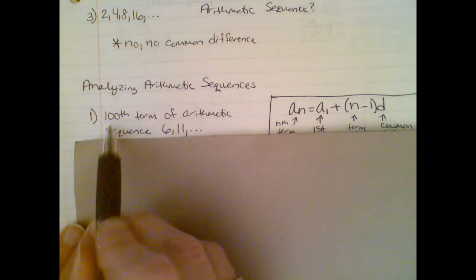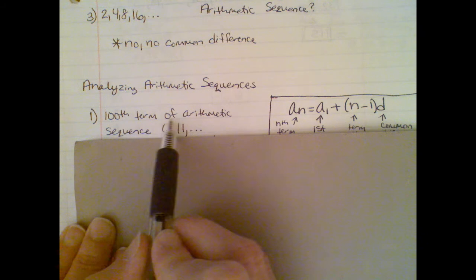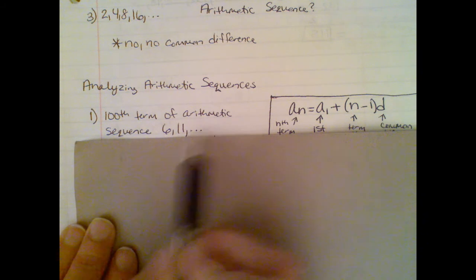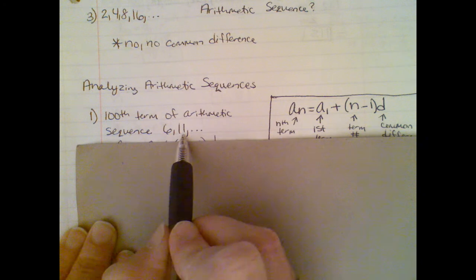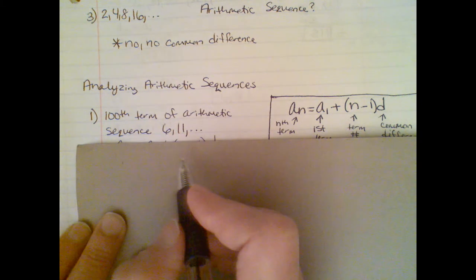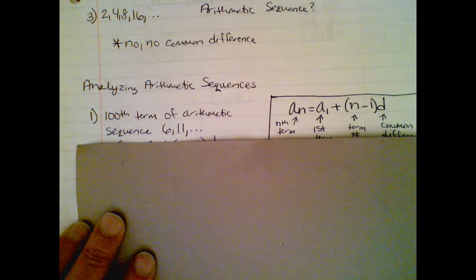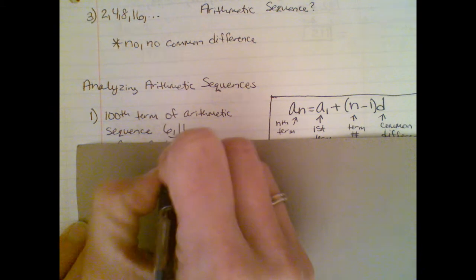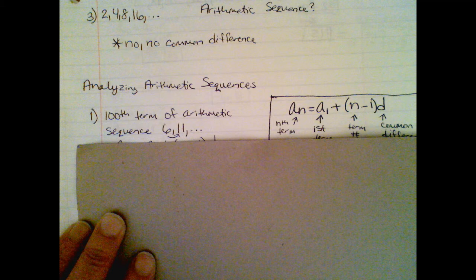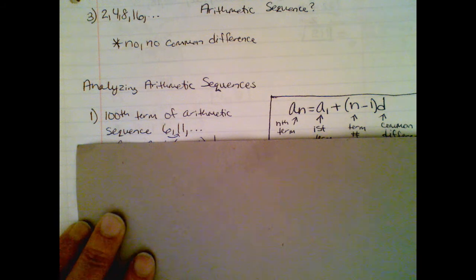For this first one, we want to know what is the 100th term of the arithmetic sequence. The sequence is 6, 11, and they don't give us any more information. We can see it's an arithmetic sequence. It tells us that. So that pattern has to be adding or subtracting by the same number. To go from 6 to 11, they're adding 5. So they must keep adding 5 to get to that 100th term.